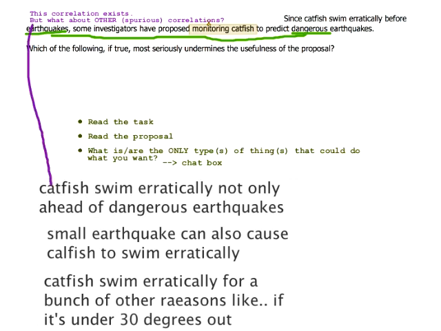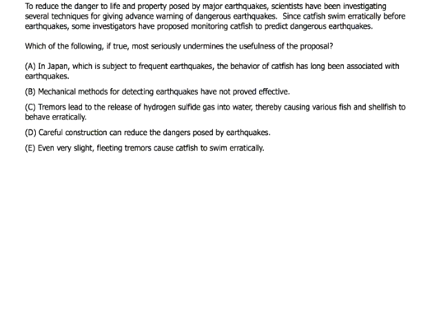There's definitely a correlation. So the only way to make this lose its predictive value is if they swim erratically at all sorts of other times as well. It could be earthquakes of insignificant magnitude, or it could be other things altogether. That's the only way this would have a compromised value as a plan. So here are your answer choices. You know what you're looking for, so look for it. Give it a shot.